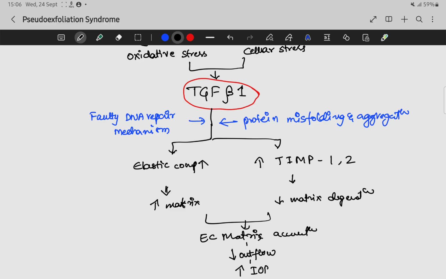In the next class, we will discuss the course of glaucoma, the differential diagnoses, and the management of glaucoma and cataract in pseudoexfoliation syndrome, because cataracts here are difficult to manage.